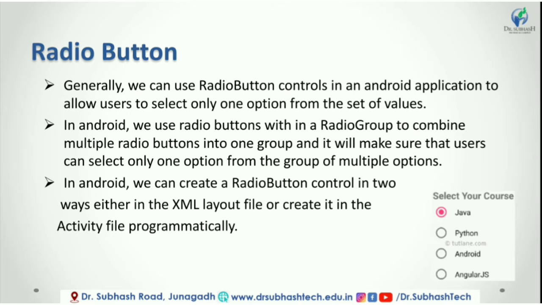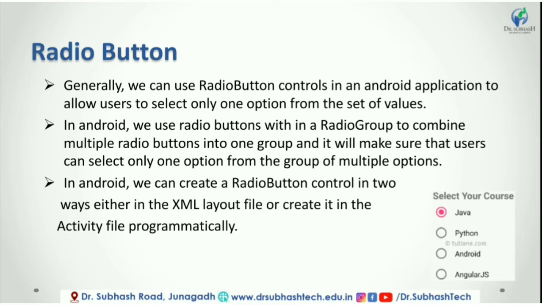A radio button in Android is a two-state button that can be either checked or unchecked, and it's the same as a checkbox control except that it will allow only one option to be selected from a group of options. The user can press or click on the radio button to select it.